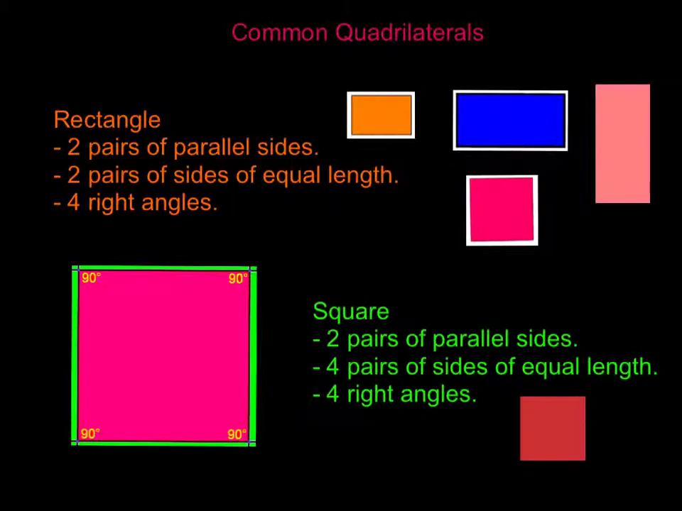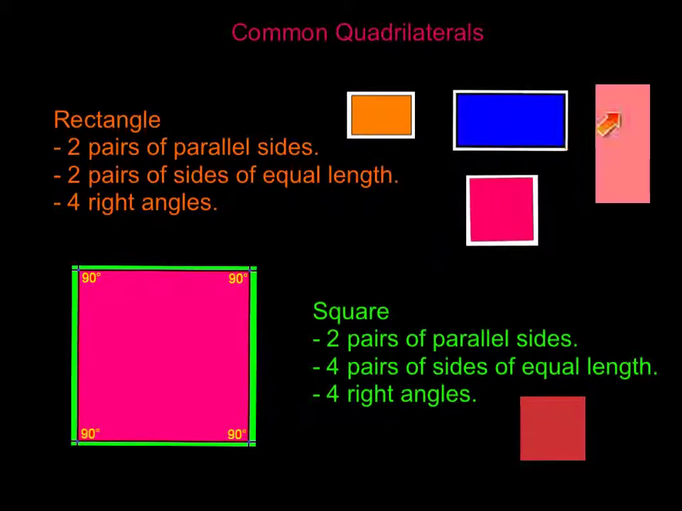Our next common one is a rectangle. A rectangle has 2 pairs of parallel sides, 2 pairs of sides of equal length, and 4 right angles. So with these rectangles here, we have two sets of parallel sides. We have 2 pairs that are equal in length, and we have 4 right angles. So 1, 2, 3, 4 right angles.